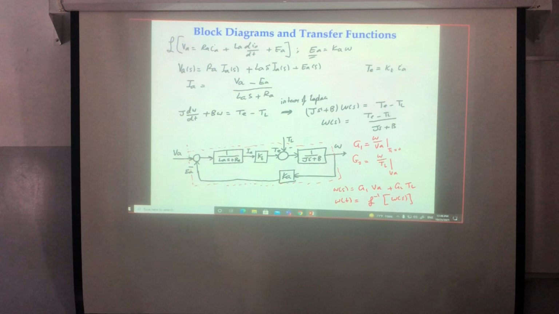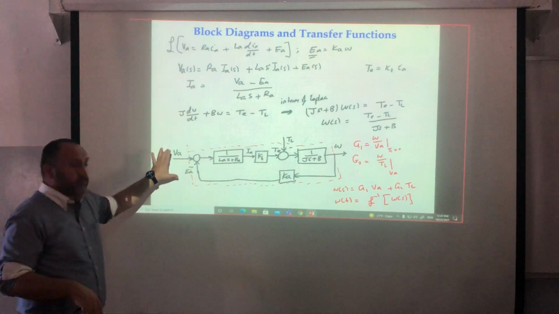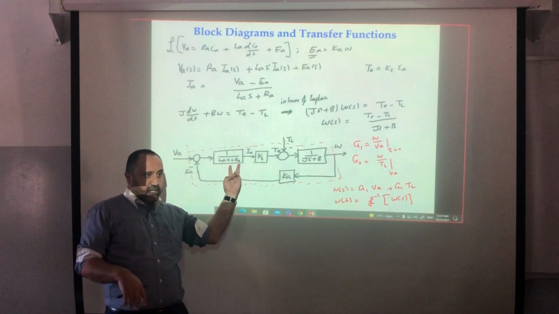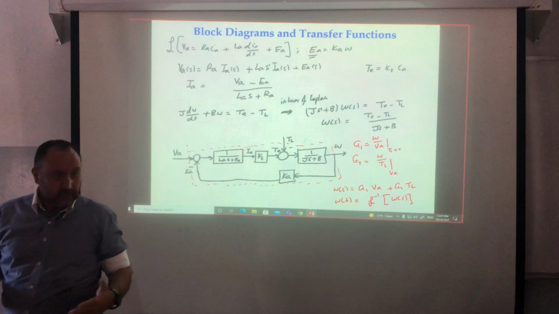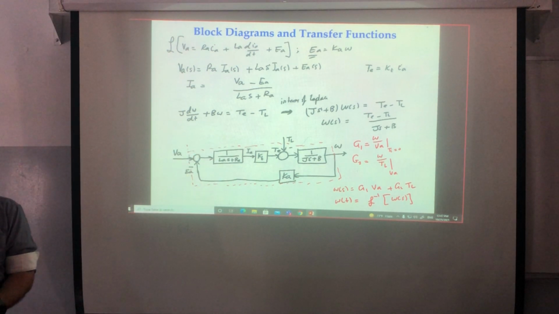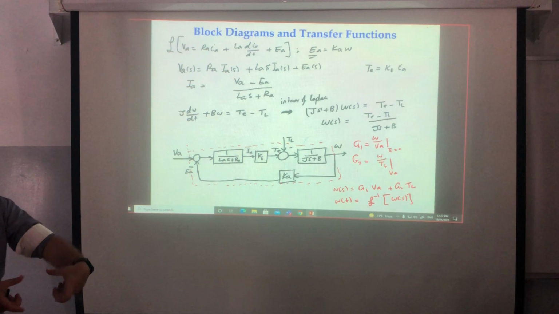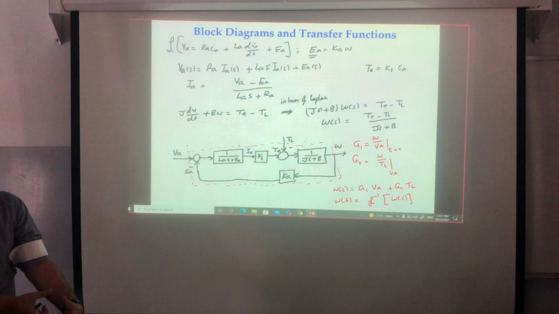So how can I calculate, let's say, the electrical part, which is RA and LA? How can I do that? This model without the knowledge of the parameters is useless. So I need the knowledge of the parameters. Someone will say you can find them on the nameplate.